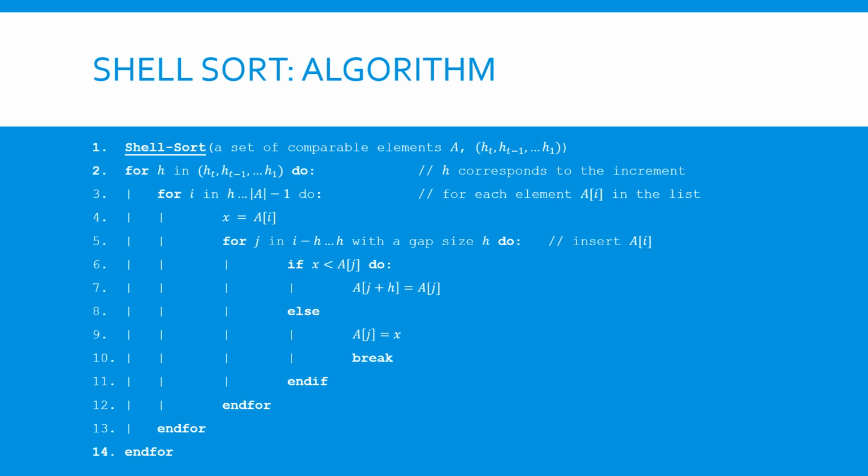Here is the pseudocode of the shell sort algorithm. Note that the algorithm contains 3 for loops. The first for loop corresponds to different sorting phases. The second for loop considers each element A_i in the list. And the third for loop tries to insert the element A_i into its proper location among the former elements.